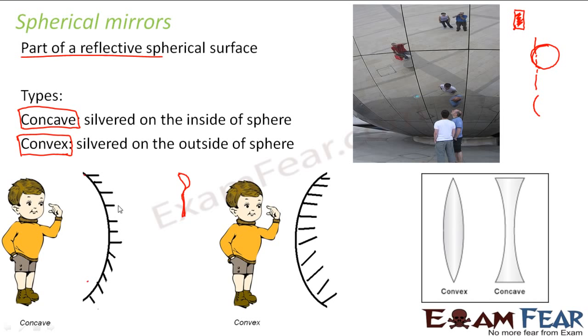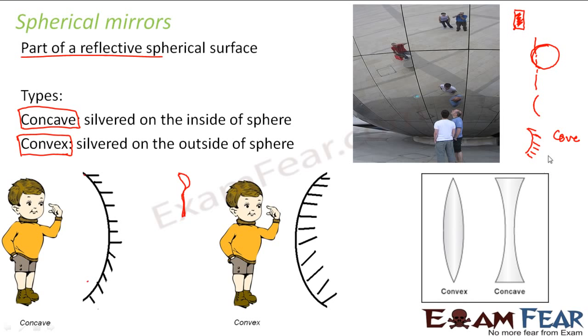These lines show that it is not silvered on this side. So the side which has the lines means it is not silvered, and the side without the lines is silvered. You got my point? So whenever you draw a concave mirror, cave means you can go inside. So inside should be silvered. That means outside is not silvered. So this is how you draw your concave.